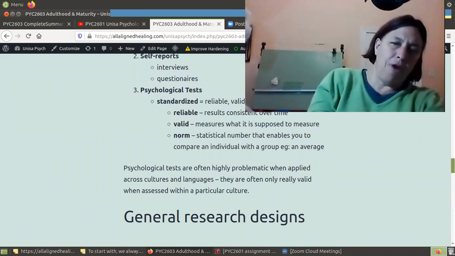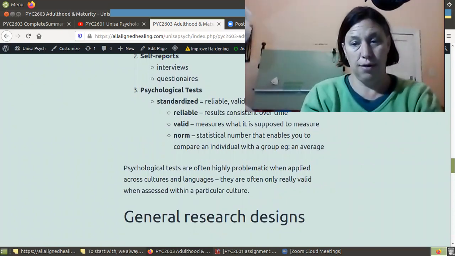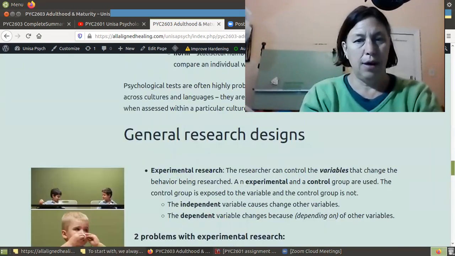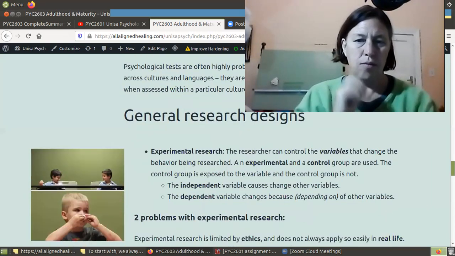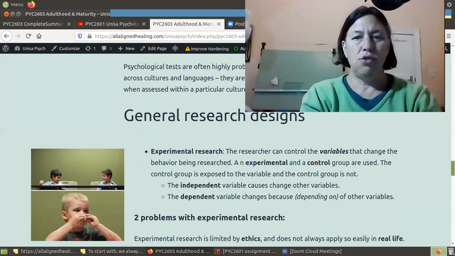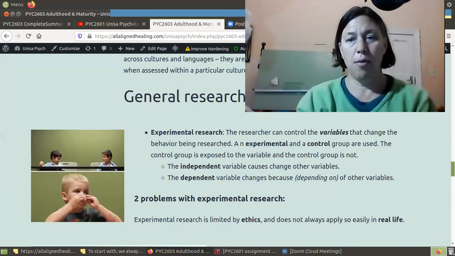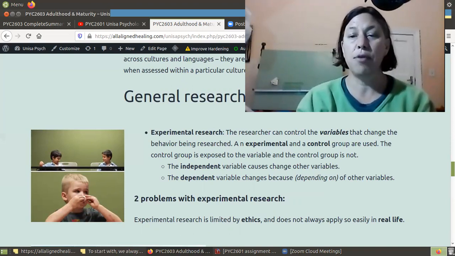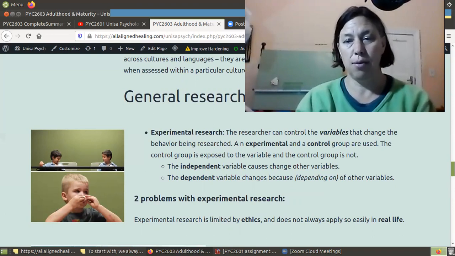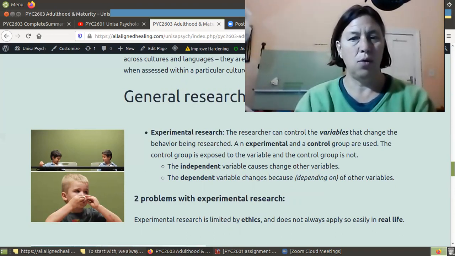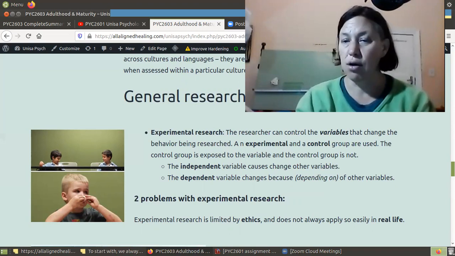Right. General research designs. Experimental research. The researcher can control the variables that change the behavior being researched. An experimental and a control group are used. The experimental group is exposed to the variable and the control group is not. The independent variable causes change to other variables. The dependent variable changes because of or depending on other variables.